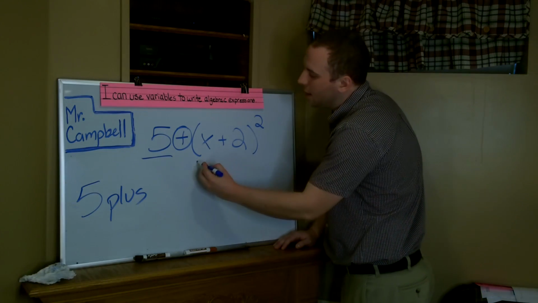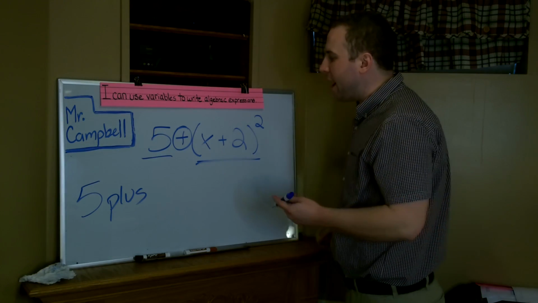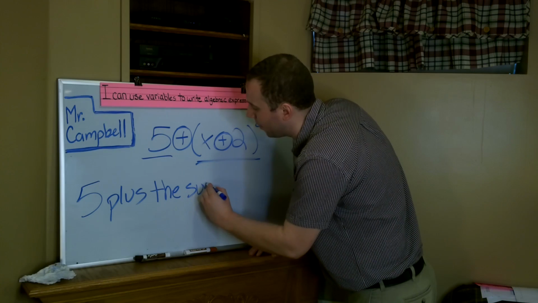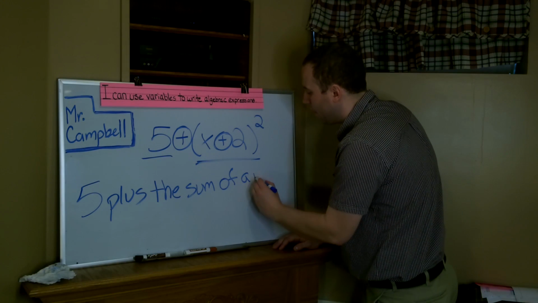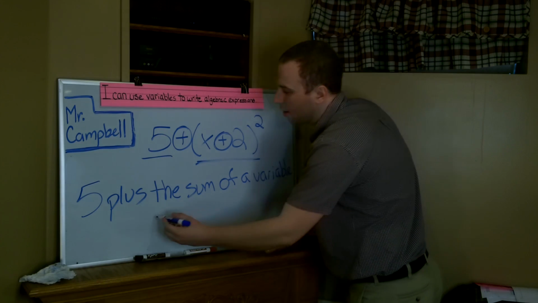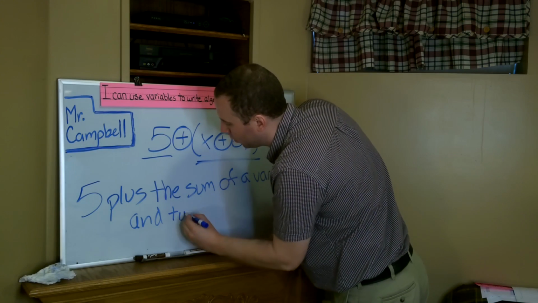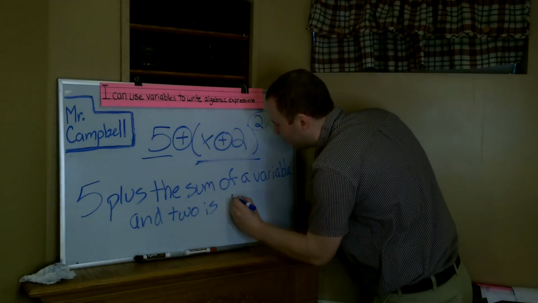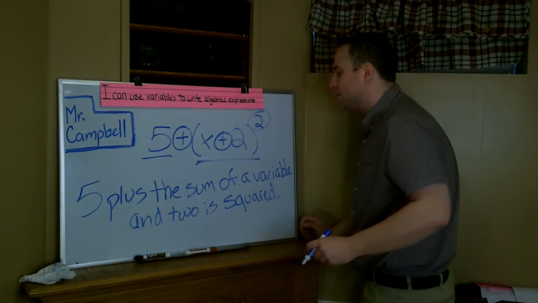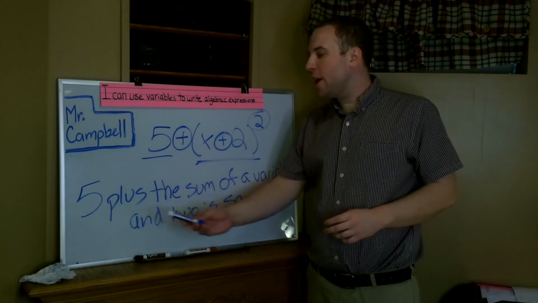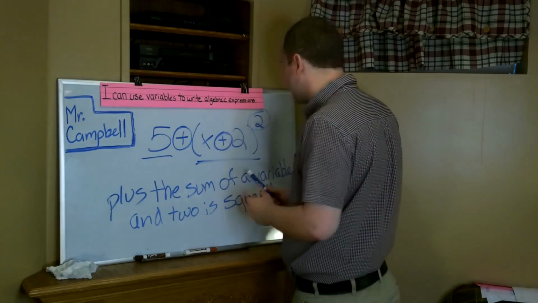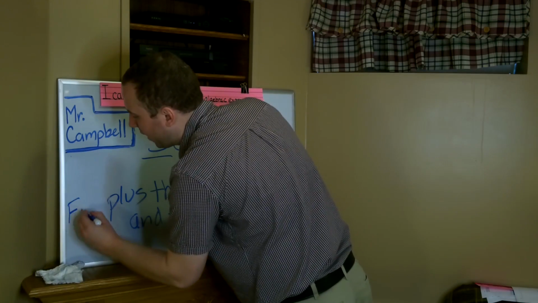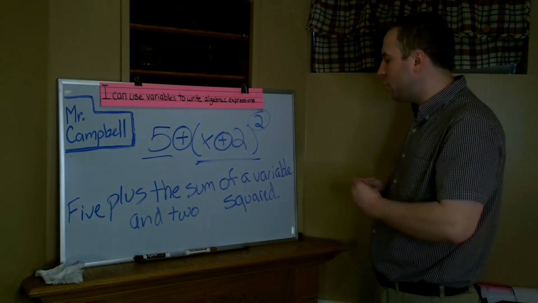Plus. Now, in looking at my parentheses, because there is a plus sign in the parentheses, we can say the sum of a variable and 2 is what? What does that 2 mean again, class? Squared, right. Squared, very good. So our translated algebraic expression would be 5 plus the sum of a variable and 2 squared. So 5 plus the sum of a variable and 2 squared.